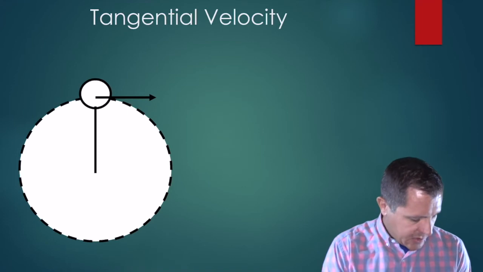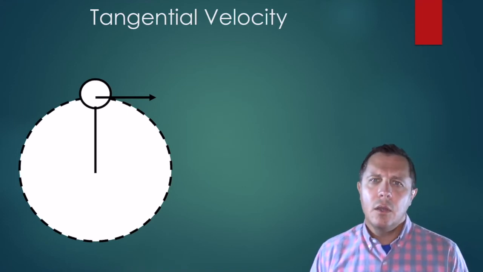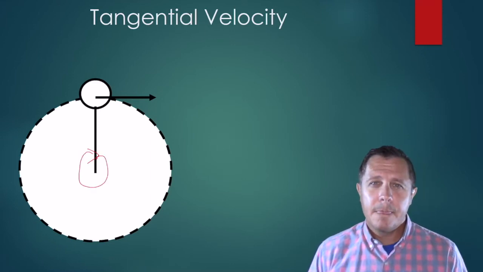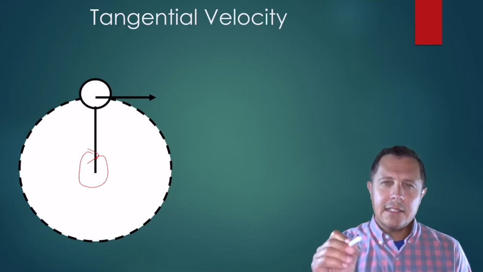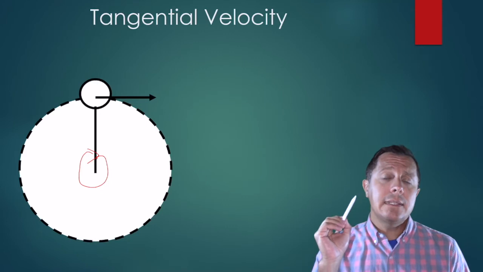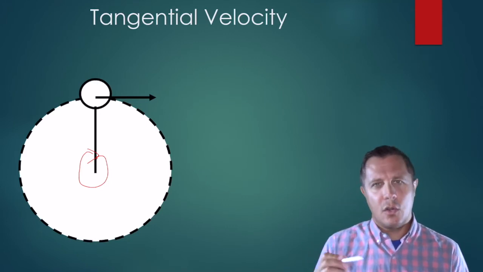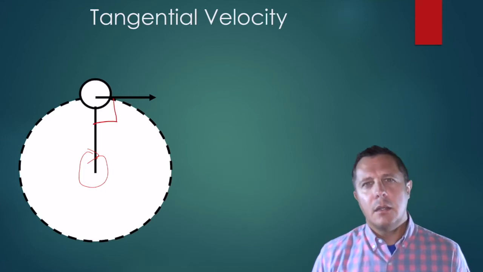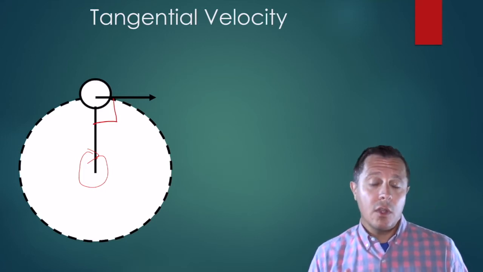Let's say you have a ball spinning in a circle right here. Obviously, the ball is spinning clockwise. The direction of that velocity will always be tangent to the circle, which means that it will always be perpendicular to the circle or to the radius.